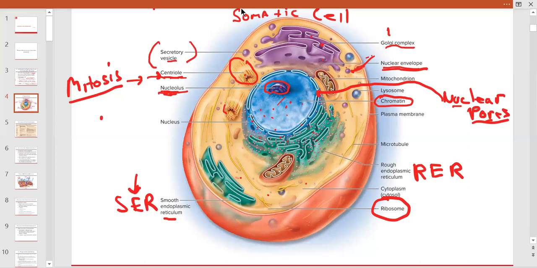And usually you get four cells at the end of two meioses. So it's important to note this is a somatic cell, not a gamete. And you see these microtubules, and they give structure to the inside of the cell. These are proteins. Microtubules are proteins. These are really important.